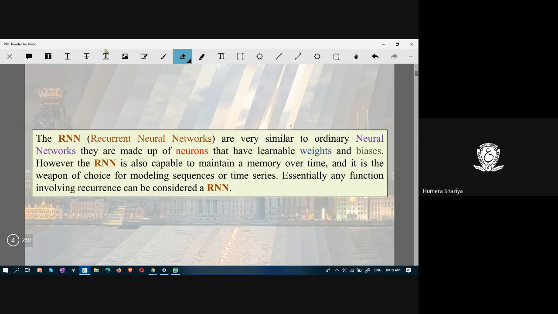Good morning, students. The next topic of discussion is recurrent neural networks.